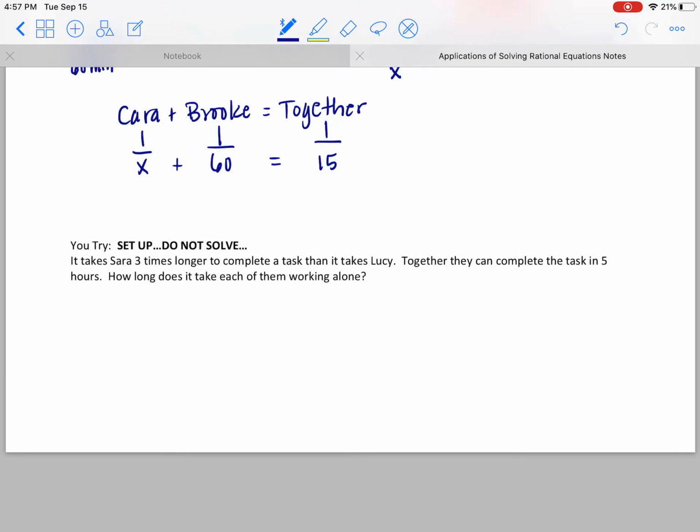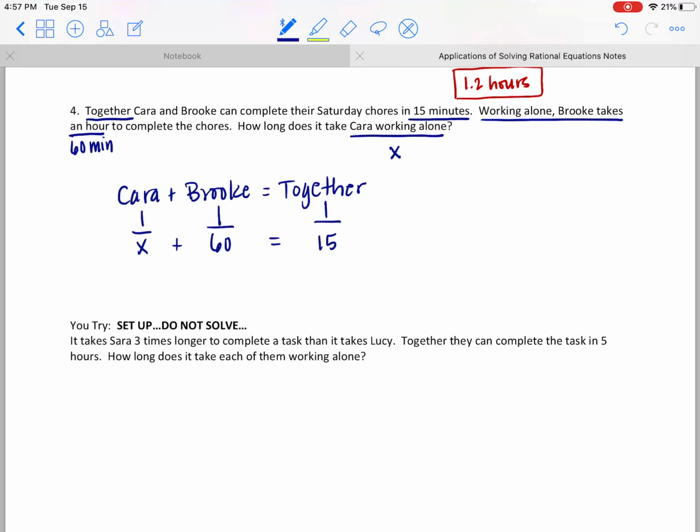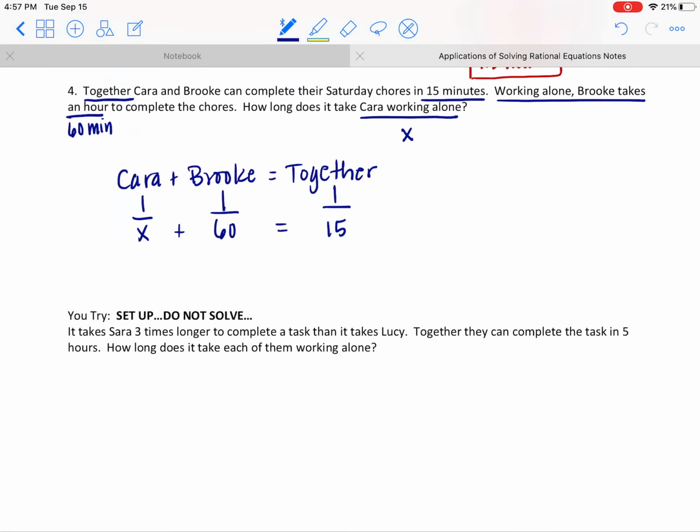So let's continue here. And this one even says, setup, do not solve. It takes Sarah 3 times longer to complete a task than it takes Lucy. Together they can complete the task in 5 hours. How long does it take each of them working alone? So Sarah takes, excuse me, 3 times longer to complete a task than Lucy. Now, the question here says how long does it take each of them? So I actually don't know how long it takes either one of them, but I don't want two variables.